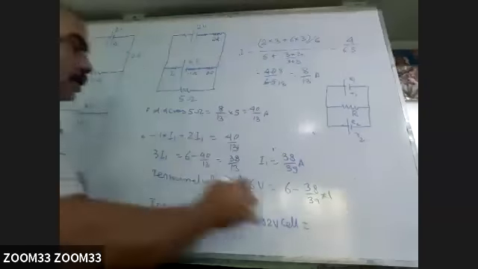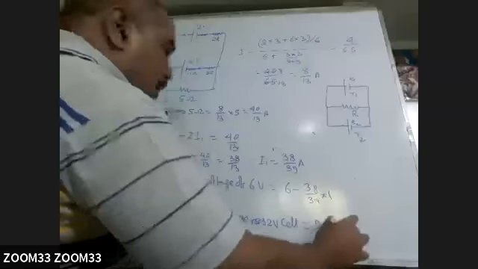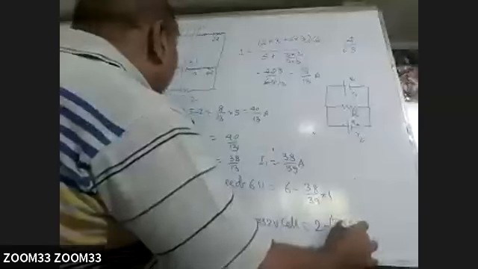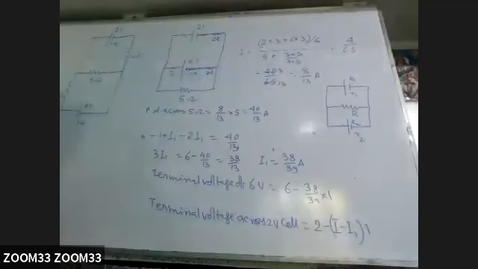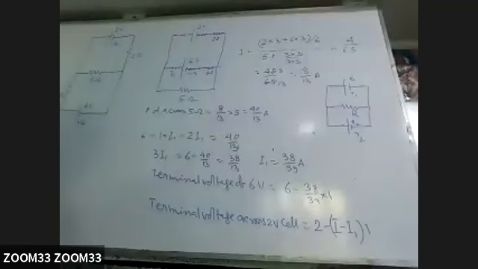With the current like this, so 2 minus (I minus I1) into 1. I we have got, I1 we have got, so you can find this. Or separately, you can apply the potential difference and then find it. So these are the different ways by which you can solve this type of problem.